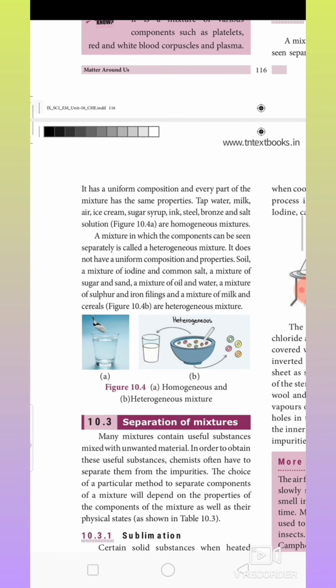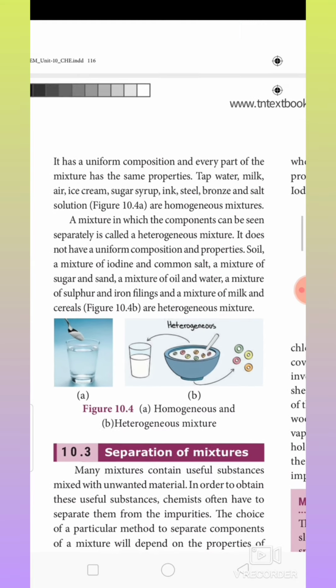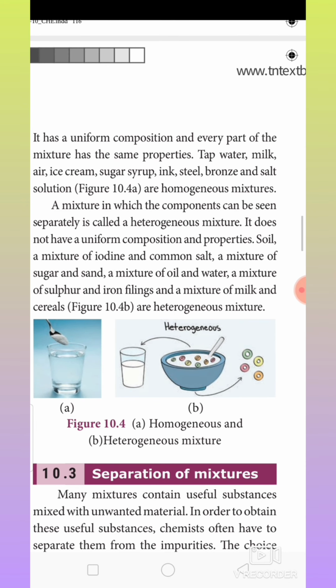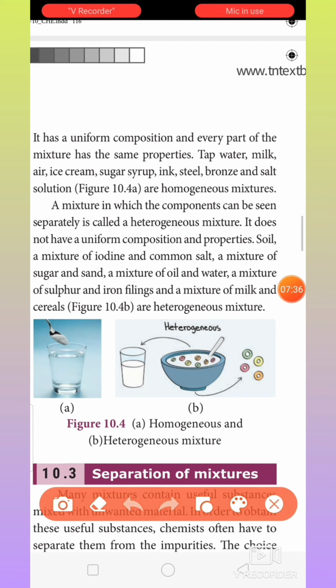See the tap water, milk, air, ice cream, sugar syrup, ink, steel, bronze and salt solution. These are all very good examples for homogeneous mixture, because you cannot distinguish, you cannot separate any constituents from any part of the mixture. All the parts of that mixture will remain the same.